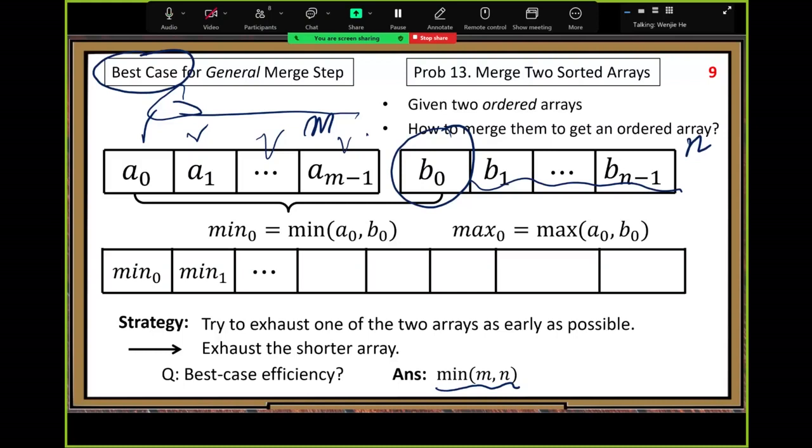So now you know the worst case, and you know the best case. Other cases are between these two numbers.